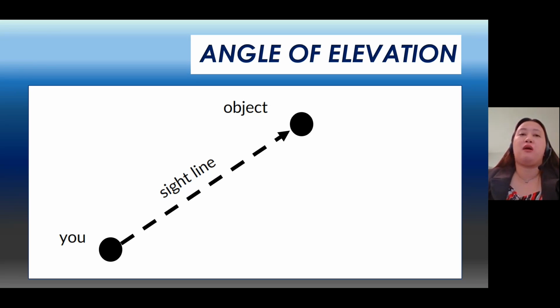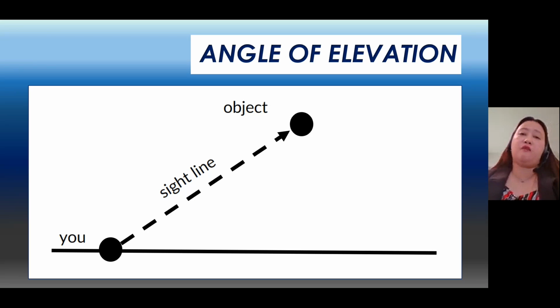Of course the clouds are above you. So from you to the clouds, there's the sight line. Next, we have the horizontal. The horizontal here is the normal position of your face or your head, or even your eyes. If you try to look at something that is above you, the tendency is you're going to look up, so your head will move upward.